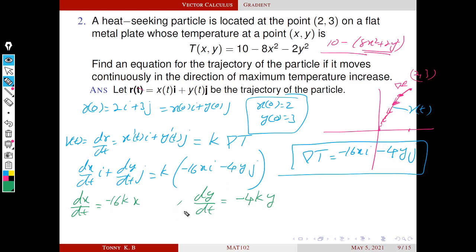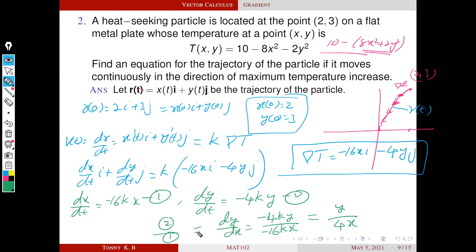Next, we can find dy/dx by dividing these two equations. Suppose this is our first equation and this is our second equation. We consider 2 by 1. By dividing 2 by 1, we get dy/dx equal to minus 4ky by minus 16kx. After simplification, we get y by 4x. Now we have a differential equation: dy/dx is equal to y/(4x). It is clear that it is separable, so you can separate this differential equation. Our ultimate goal is to find this trajectory.